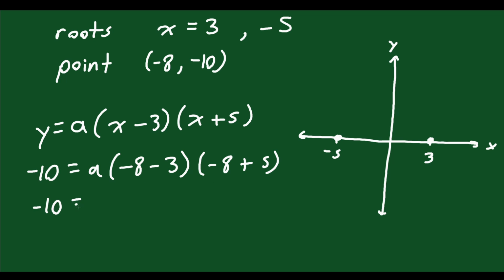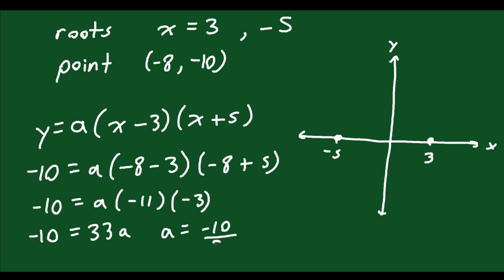So -10 is equal to a times -11 times -3. So 33a is equal to -10. Divide both sides by 33. a is equal to -10 over 33. So your final answer would be y equals -10 over 33, times (x minus 3)(x plus 5).